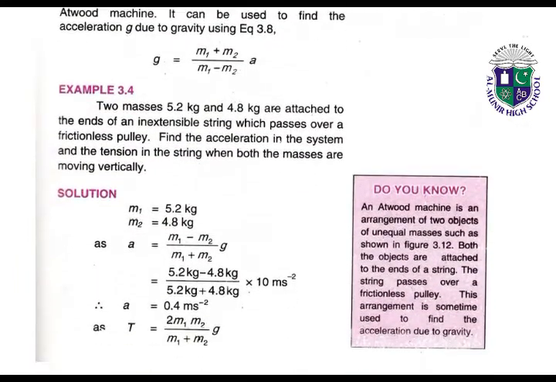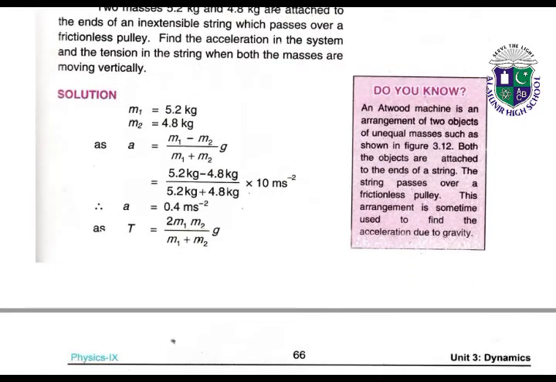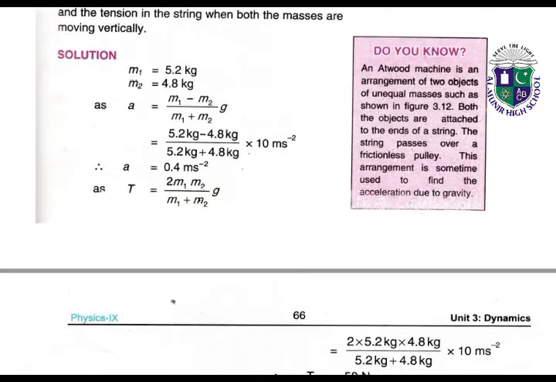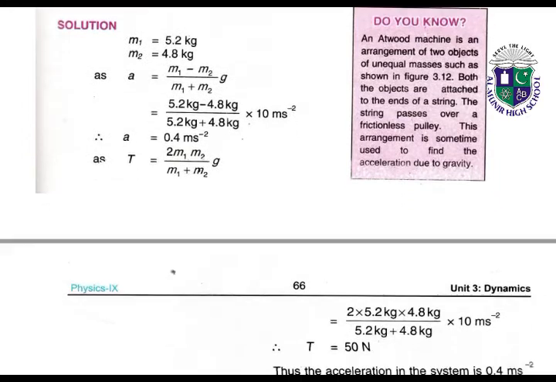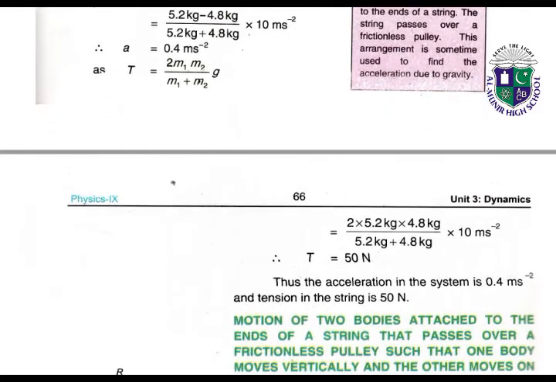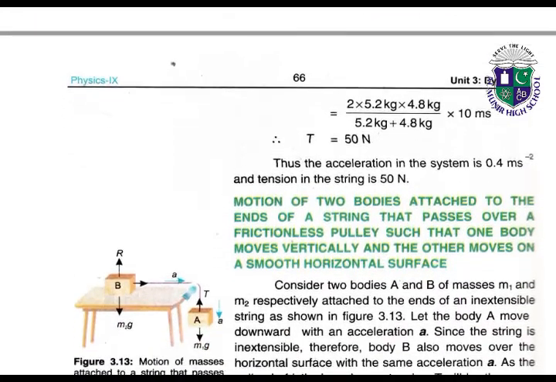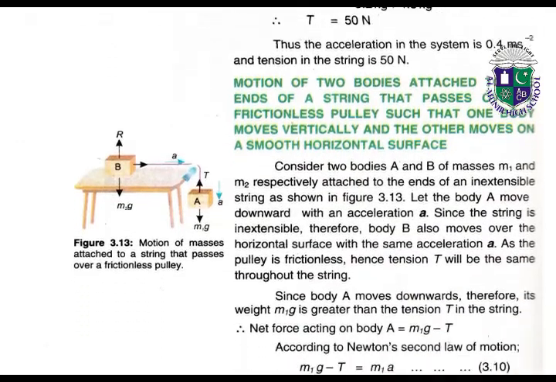Here we have example 3.4. We have masses m1 5.2 kg, m2 4.8 kg. We use this formula to find the acceleration. By putting the values, we get the acceleration, and then we find the tension. By putting the values in the formula of tension, we get the tension, and it is 15 Newton.